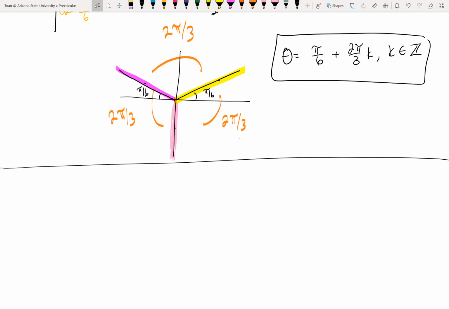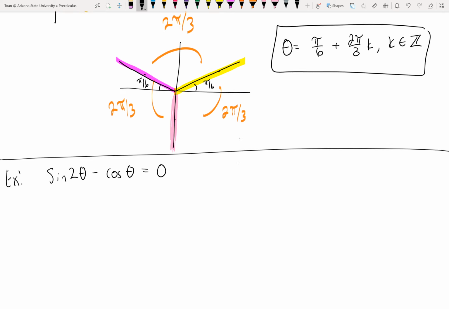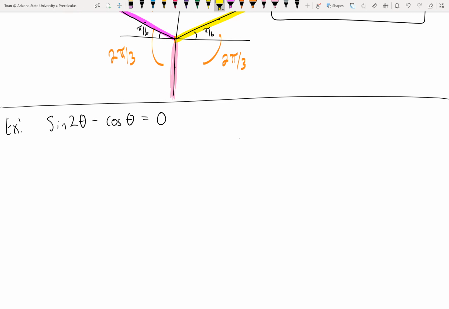Let's pick another random example. Say, sine of 2 theta minus cosine of theta equals 0. I hope it's very obvious to see that, hey, I got a sine here and a cosine here, so they're different. Also, the angles are different. I got a 2 theta here and a 1 theta. So that's just like the double whammy. Not only are the trig functions different, but the angles are different as well. Well, think of all the identities that we learned in the first half of Unit 7.